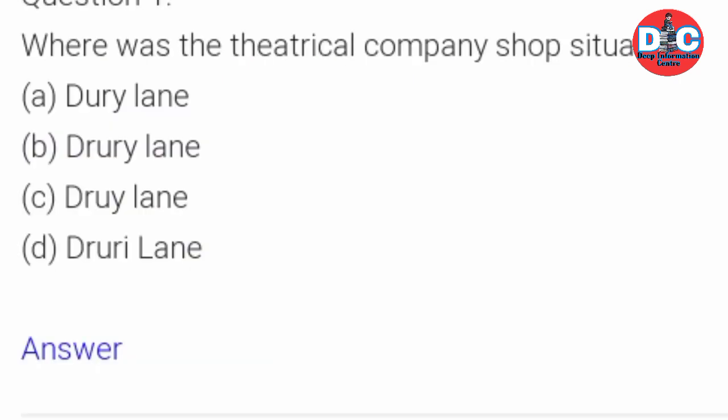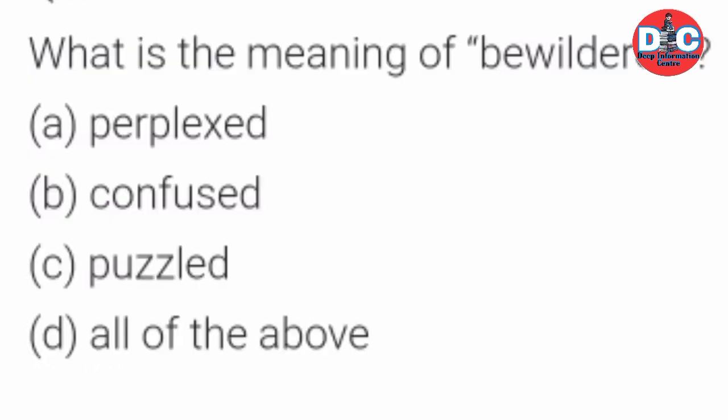Next question is, where was the theatrical company Chop situated? A option Drury Lane, B option Drury Lane, C option Drury Lane, and D option Drury Lane. The right answer is B option Drury Lane. Next question is, what is the meaning of bewildered? A option perplexed, B option confused, C option puzzled, and D option all of the above. The right answer is D option all of the above. The word bewildered means perplexed, confused, and puzzled.